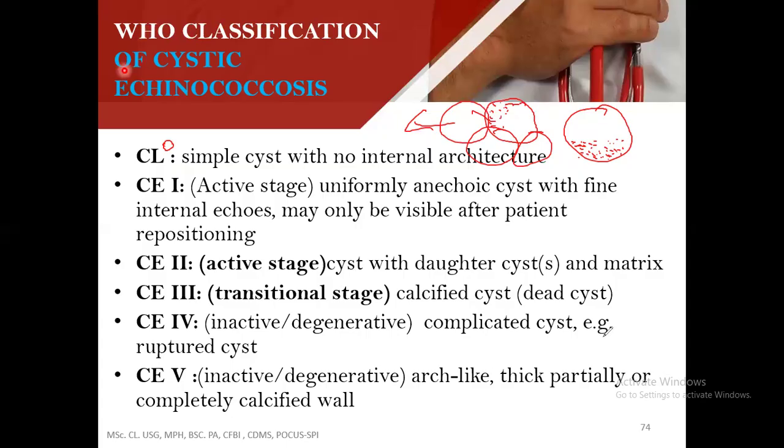Mostly it can rupture. When it ruptures, it will release whatever is inside into the peritoneum. Then the 5th stage is also an inactive stage. It acts like a thick, partially or completely calcified wall. You understand? So it may be a bit irregular at this stage because it has degenerated. So that wall may be thick. The wall may be thick and calcified.